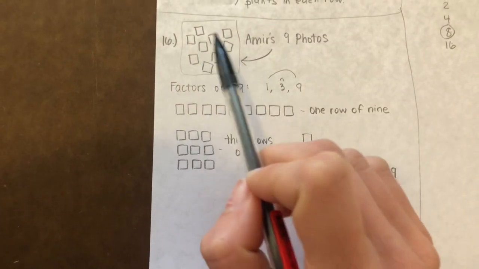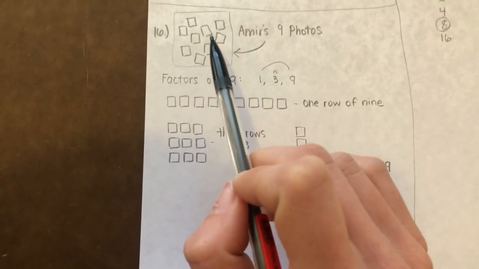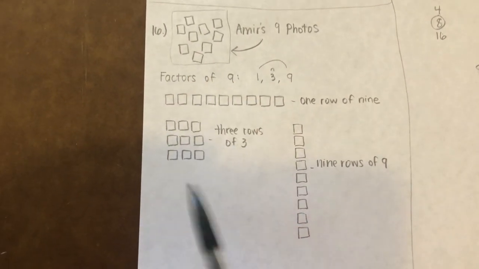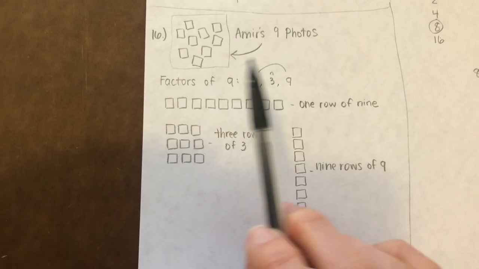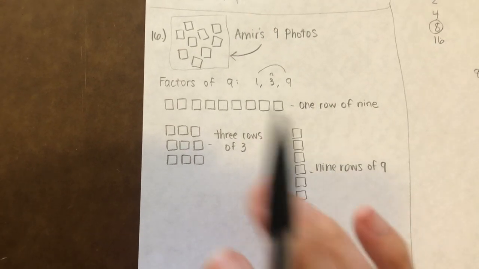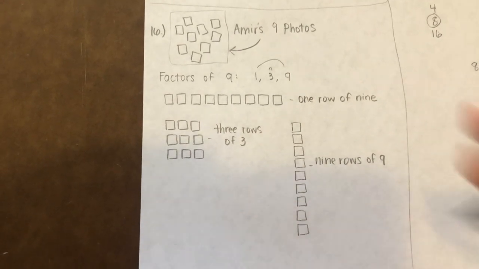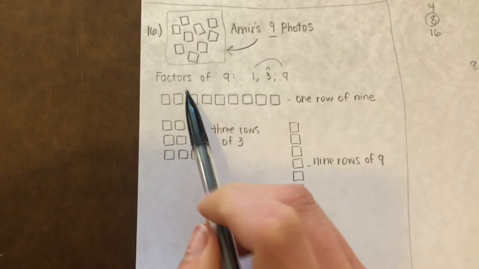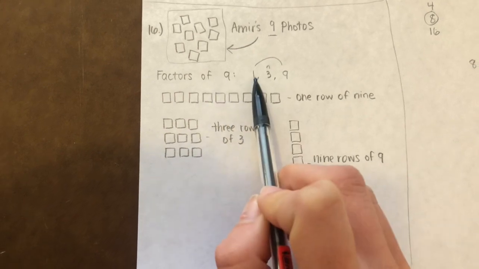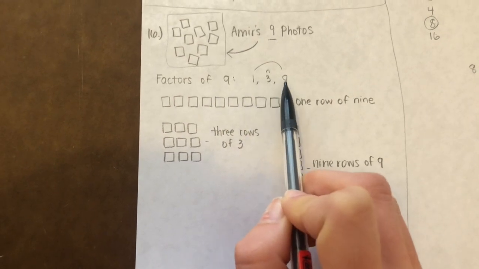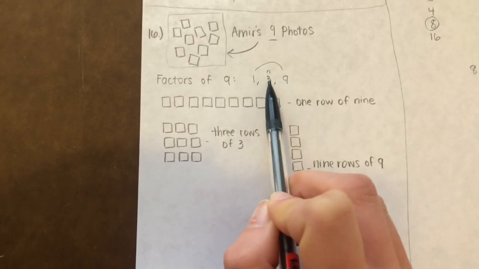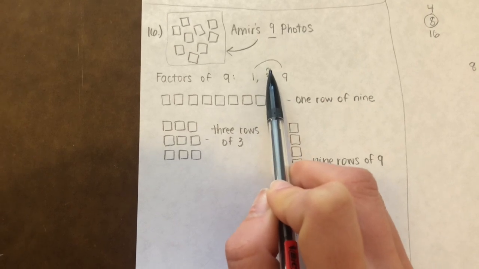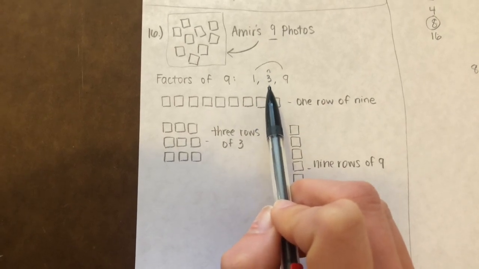So Amir starts off with 9 photos here. And they want to know how many ways can he arrange them, and how many are in each row if they each need to have the same number of photos in each row. So you're going to list the factors of 9. He starts with 9 photos. Let's list the factors. The factors of 9 are 1, 3, and 9, because 1 times 9 is 9, and 3 times 3 is 9.